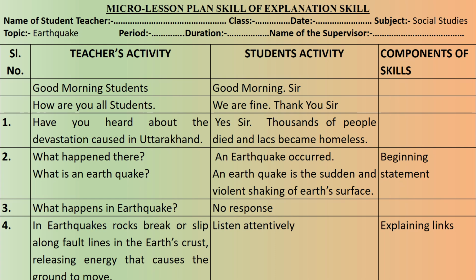Now we will come to micro lesson plan of explanation skill of micro teaching. First of all, we will write the name of the student teacher. The class will be written. After that, date will be written. After the date, subject, that is social studies. Topic, that is earthquake, to be taught has to be written. After subject and topic, period and duration will be written. In the end, the name of the supervisor will be mentioned.